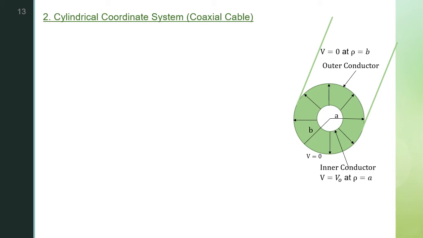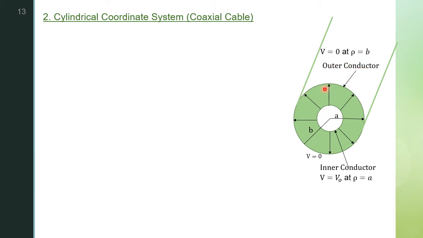A coaxial cable consists of two cylinders, an inner cylinder and an outer cylinder. These form the conductor. And between them, we have a dielectric medium. The inner conductor has a potential of V0 and a radius A. And the outer conductor has a potential 0 and a radius B.